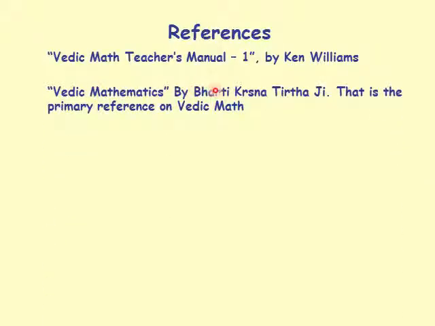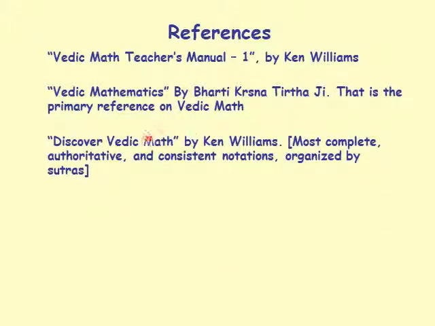And Vedic Mathematics by Bharati Krishna Tirthaji is the primary reference on Vedic Math. If there's anything related to Vedic Math, it probably is covered in Tirthaji's book, or at least refer to it. Let's continue and discover Vedic Math by Ken Williams. That's the most complete, authoritative, and consistent in notation, and the book is organized by sutras. The by addition and by subtraction method is in the section for the sutra by alternate elimination and retention.